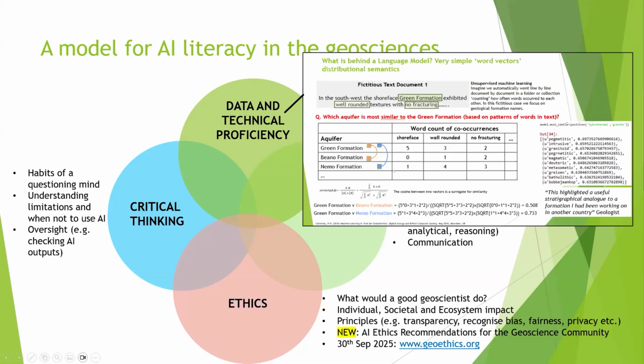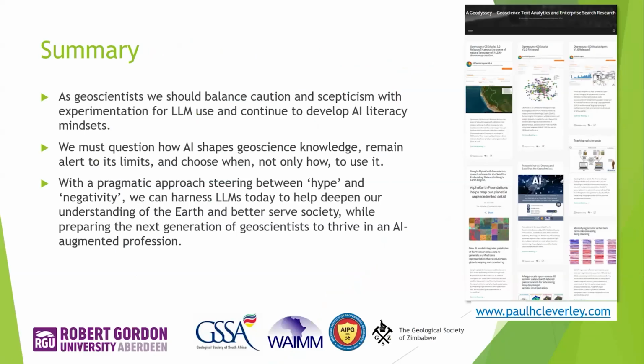So maybe in all these areas, people can self-assess as to where they think their strengths and weaknesses are. So in summary, I think we need to balance caution. We need to be skeptical, but also keep an open mind to experimenting with LLMs. Question how AI is shaping knowledge, when we should use it, when we shouldn't. And again, perhaps steering a pragmatic course, not listening too much to the end members you get in any sort of topic, may be able to help us in our work to better meet and serve society as we practice as geoscientists.